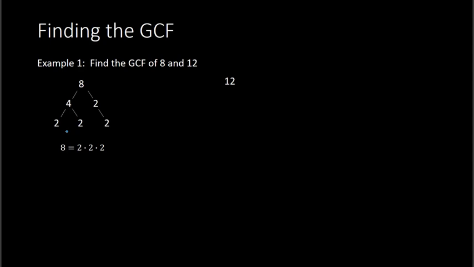Now looking at the 12, I can do the same thing. 12 is a product of 4 times 3. And then 4 can break down as a product of 2 times 2. And then 3 cannot break down any further. So 12 can break down as a product of 2 times 2 times 3.